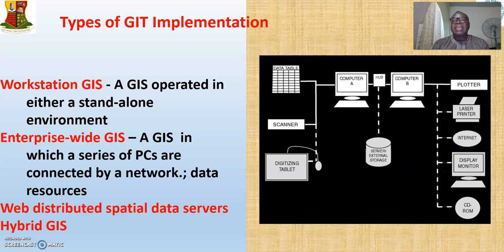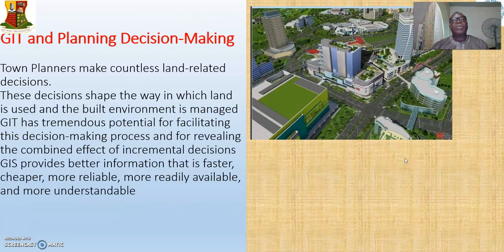And then you can also have access to data stored in a server or outside the premises, or even outside the nation, outside the town or city where the data is located. We also have a web distributed spatial data server, in which case the data is accessed over the net. We have a lot of cloud-based storage of data now, where the data is stored in the cloud.